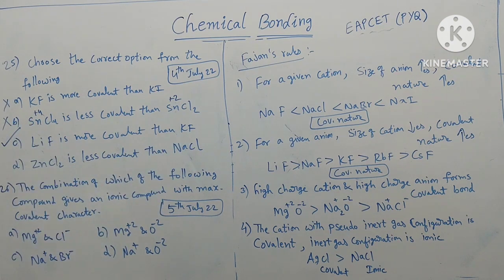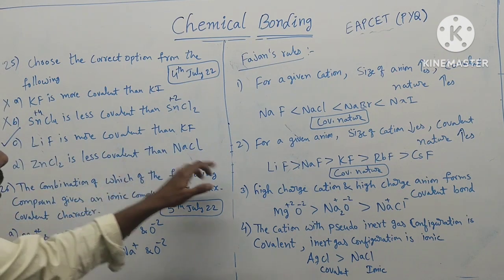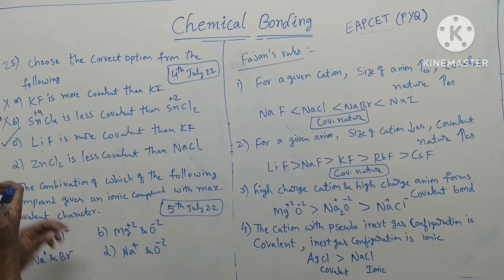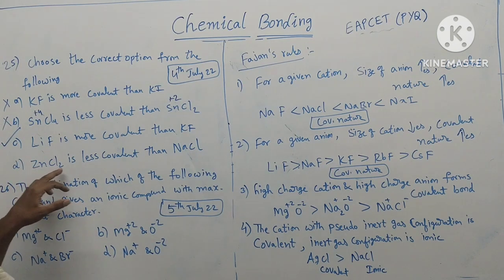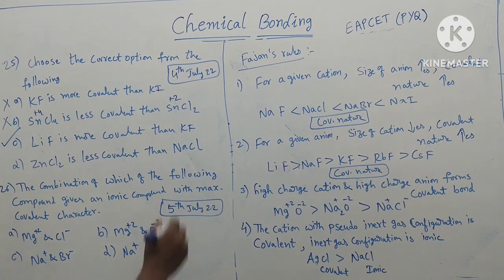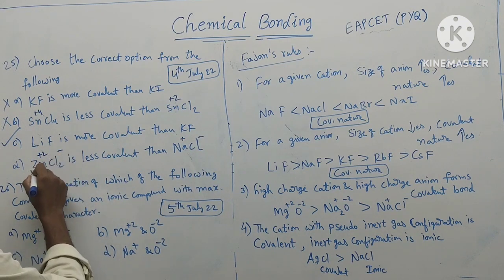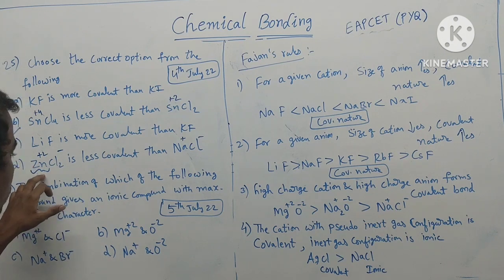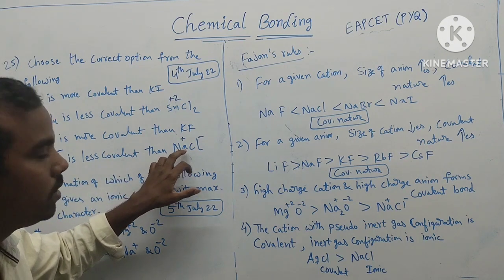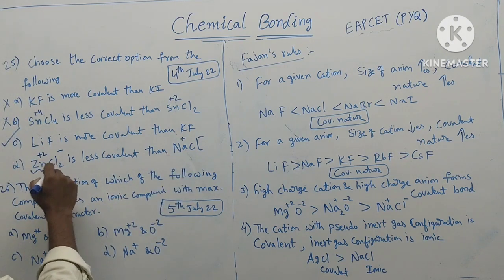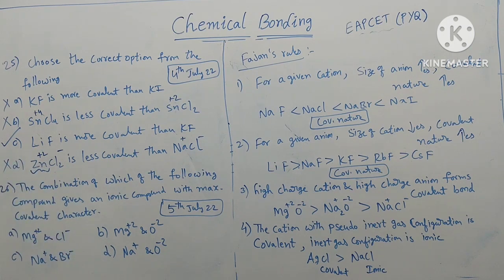So it is correct. Last one, ZnCl2 is less covalent than NaCl. Na plus, Cl minus, Zn plus 2, Cl minus. Zn plus 2 has pseudo inert gas configuration, Na plus has inert gas configuration. So ZnCl2 is more covalent. So it is also given wrong.